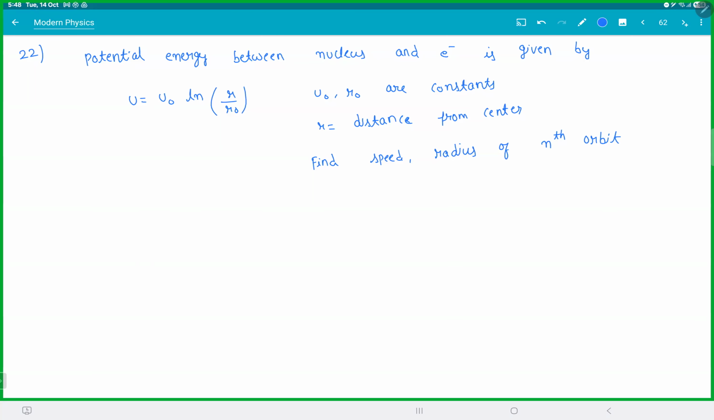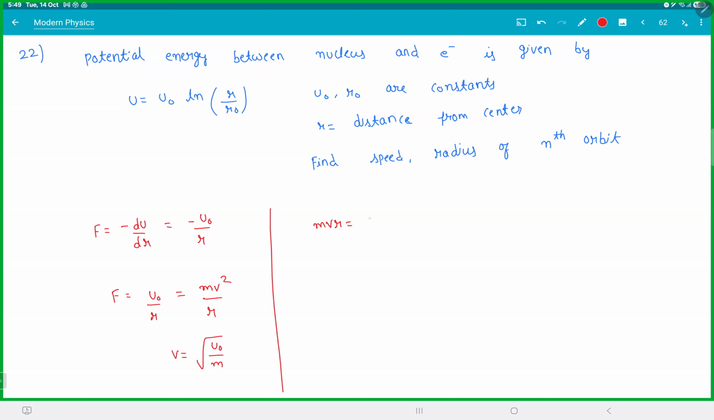So how do we get force from potential energy? There is only one formula, F is equal to minus dU by dr. And that will be minus U naught by r. Minus indicates force of attraction. So we have U naught by r, force F equal to mv square by r. V is equal to root over U naught by m, independent of n. Meaning, it doesn't matter which orbit you go, they'll all have the same speed.